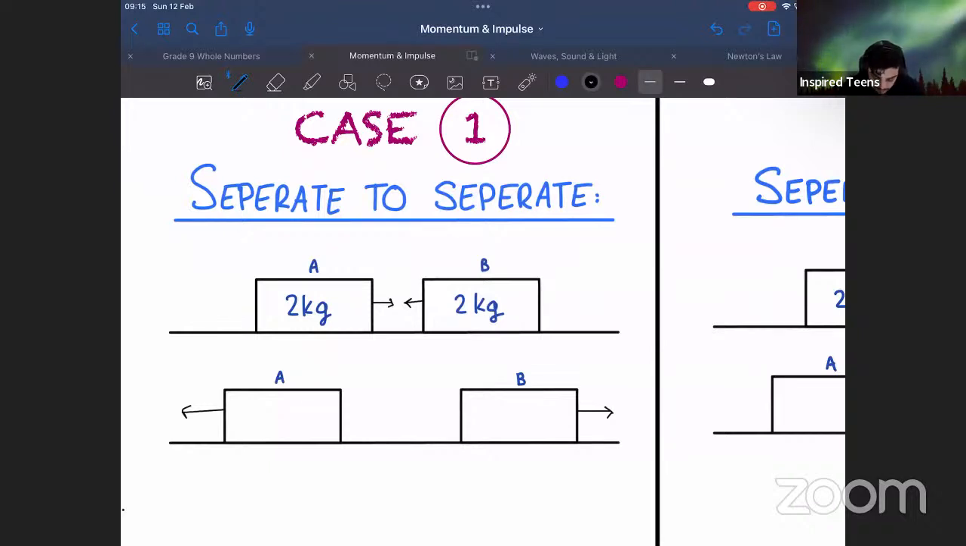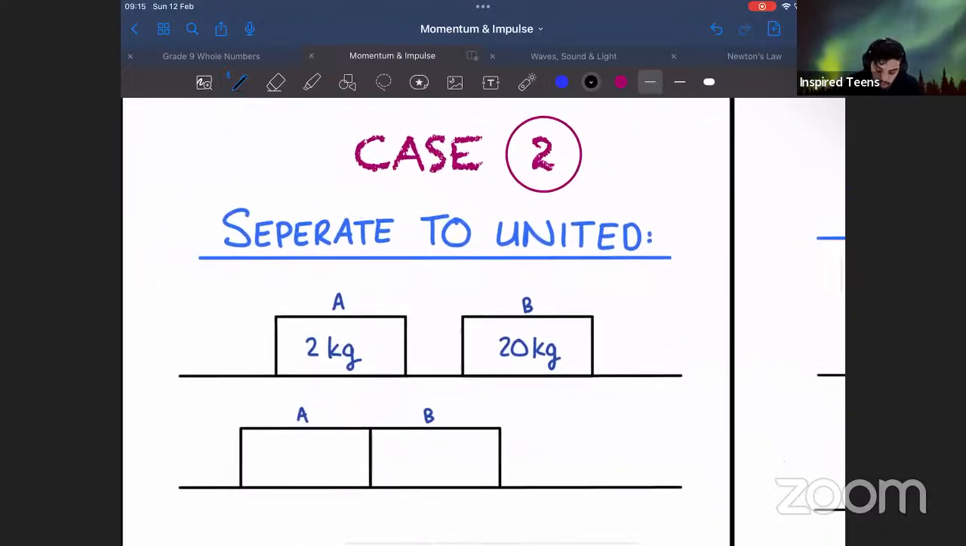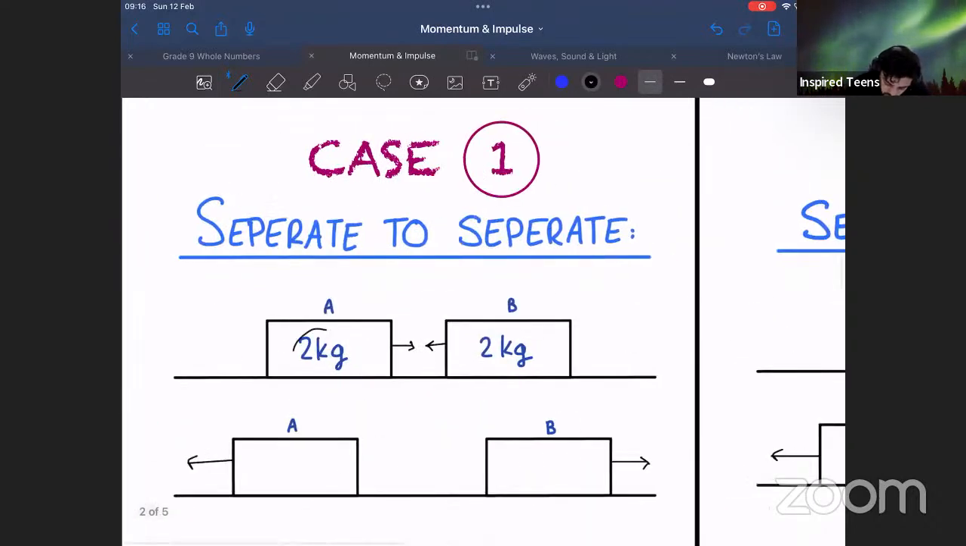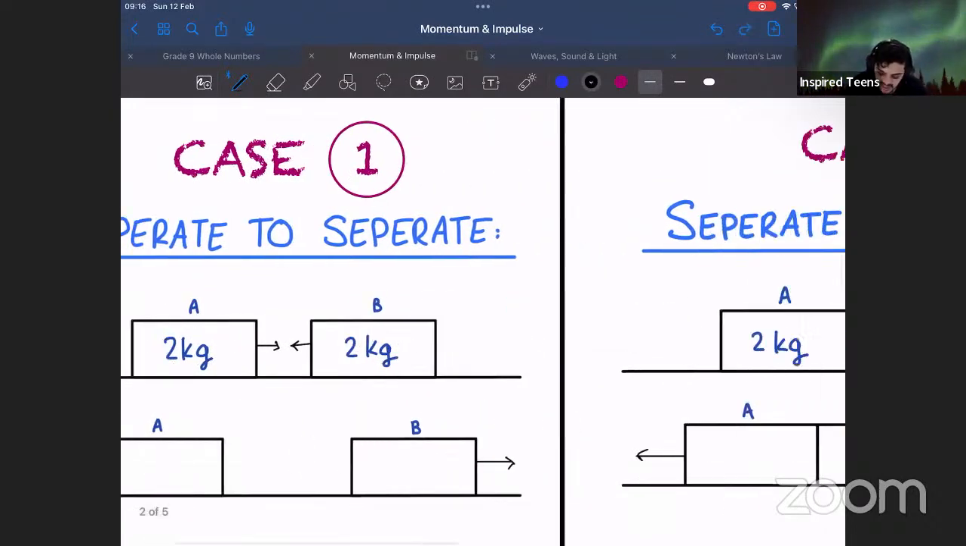So separate to separate: the objects move towards each other, they collide, and after collision they move apart. Then we look at case two, separate to united. The objects are moving towards each other, initially separate before collision, but after collision they unite. In case one, this was 2 kg and this was 2 kg, they were equal in mass.